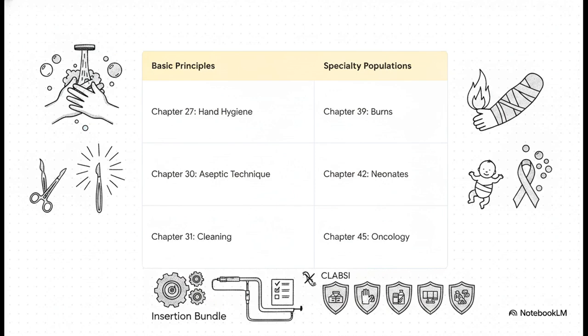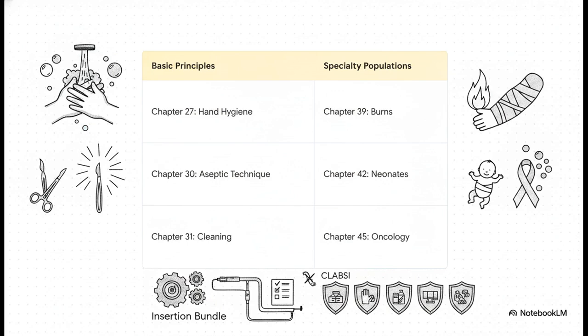The sheer volume of protocols required just to maintain a baseline of safety is honestly staggering. Take the APIC text, for example. It's basically the definitive go-to guide for infection preventionists. It is wildly compartmentalized. Chapter 27 is dedicated entirely to hand hygiene. Chapter 30 covers aseptic technique. Then you've got entire separate chapters for specialty populations. We're talking burn units, neonates, oncology.